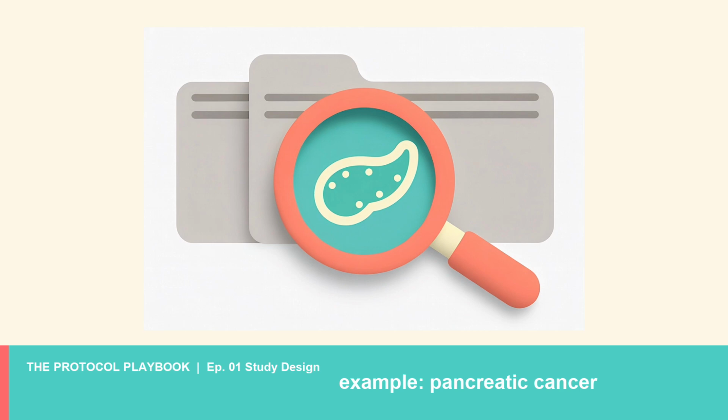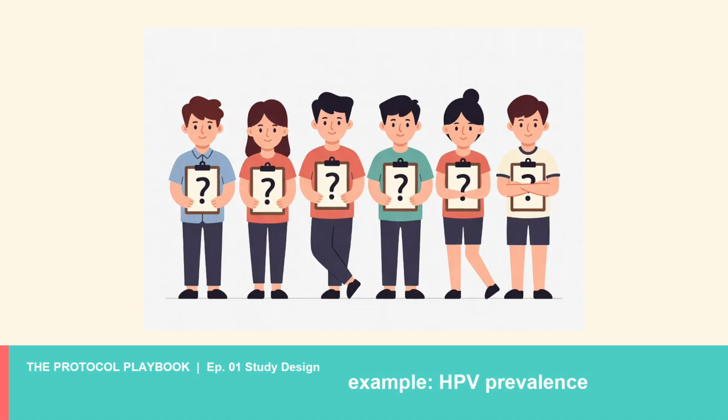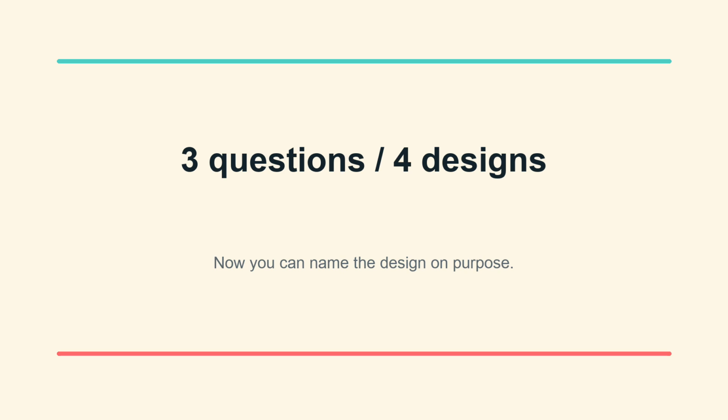Case control. And if you're measuring everything at one point in time, exposure and outcome, snapshot, that's cross-sectional. Example: you want to estimate HPV prevalence among university students. One visit, one questionnaire, one test. Done. Cross-sectional. 3 questions, 4 designs. You just narrowed your protocol from "I have no idea" to a specific methodology with specific strengths and specific limitations.